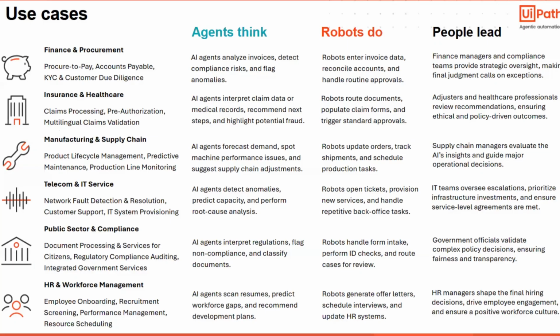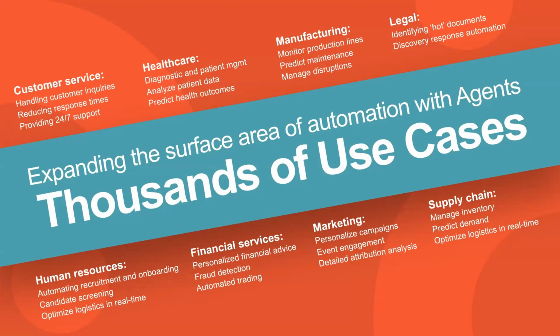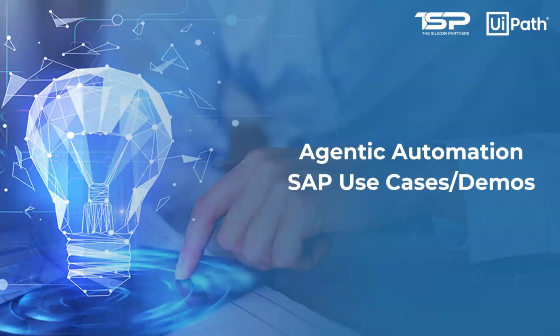So with this, I hope you can all see how agentic automation really expands the surface area of automation. These are just some example use cases, but there are literally thousands of new automation use cases being unlocked every day. And we're learning from you all and from our partners like TSP. So we're looking forward to learning more about what you want to do with agentic AI and how UiPath can support you with that. Now, this concludes my portion, but before I pass it to you, Amit, any questions come up or anything that we want to cover before I pass it on?